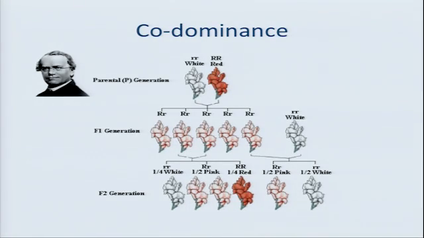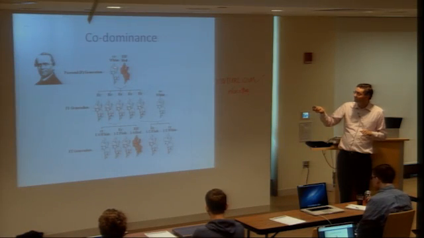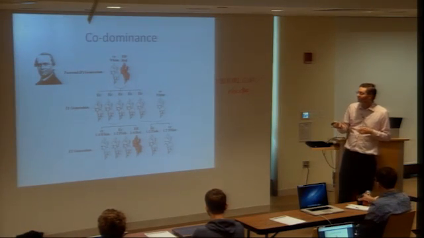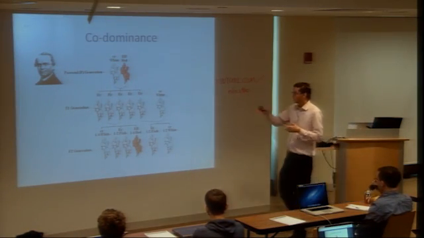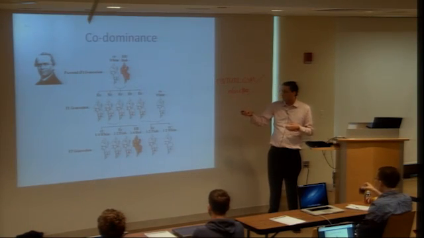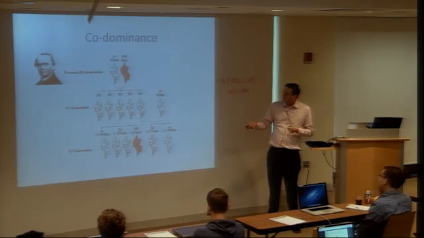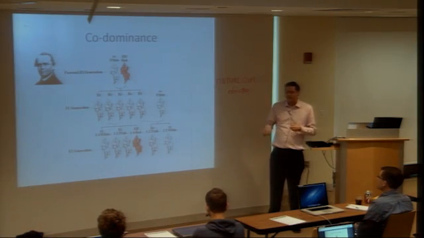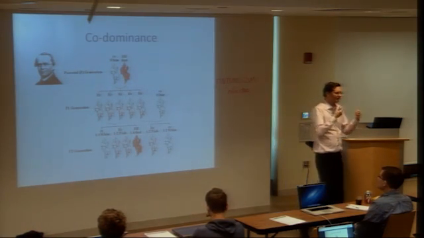All right, so we have this codominance of white flowers and red flowers, and we cross them together, and we get a bunch of pink flowers. And if we cross the pink flowers together within themselves, we get white flowers a quarter of the time, pink flowers half the time, and red flowers a quarter of the time, recapitulating what we have.